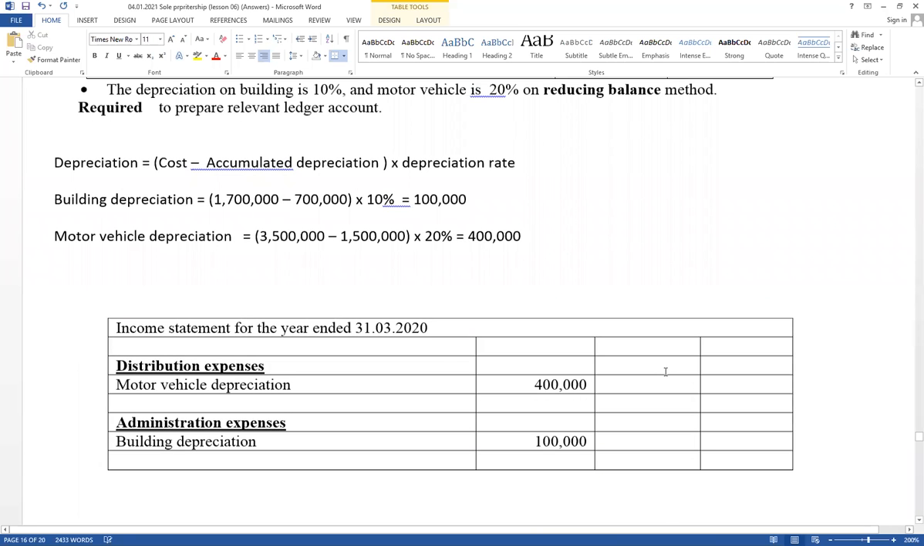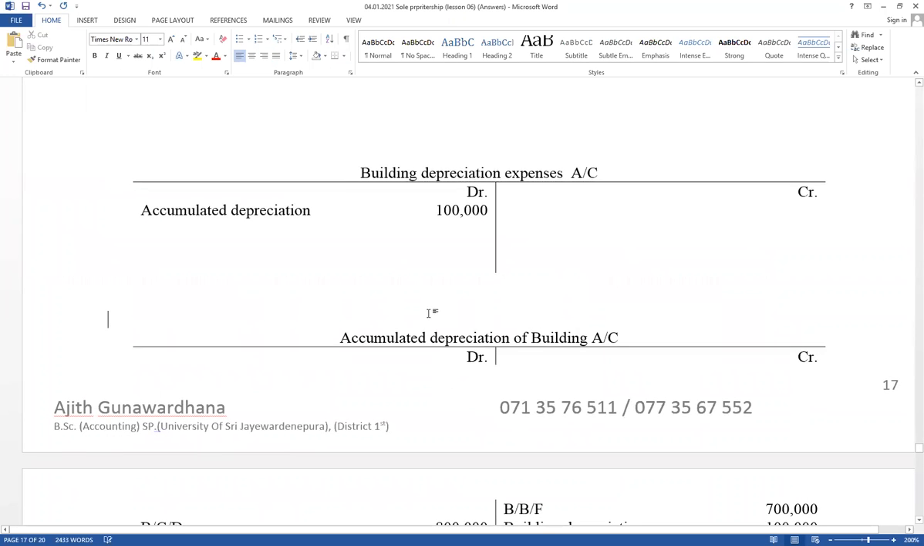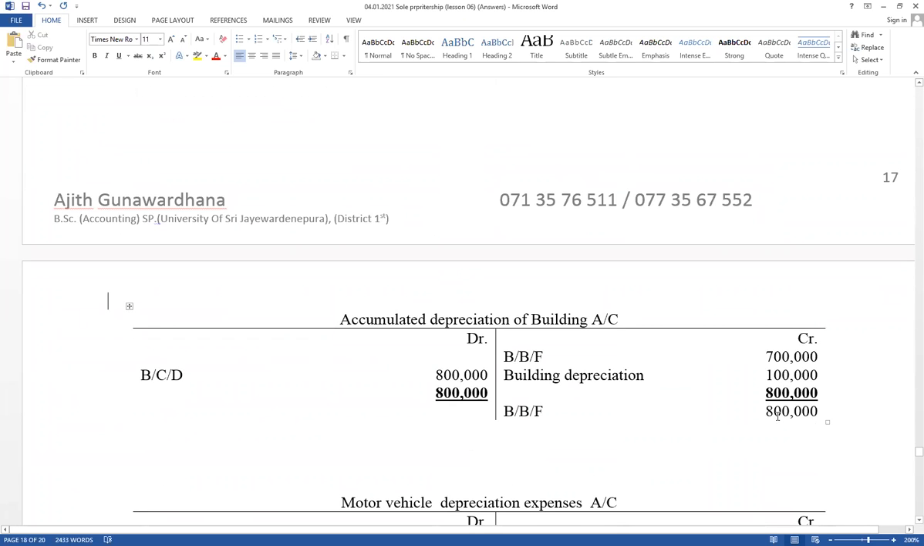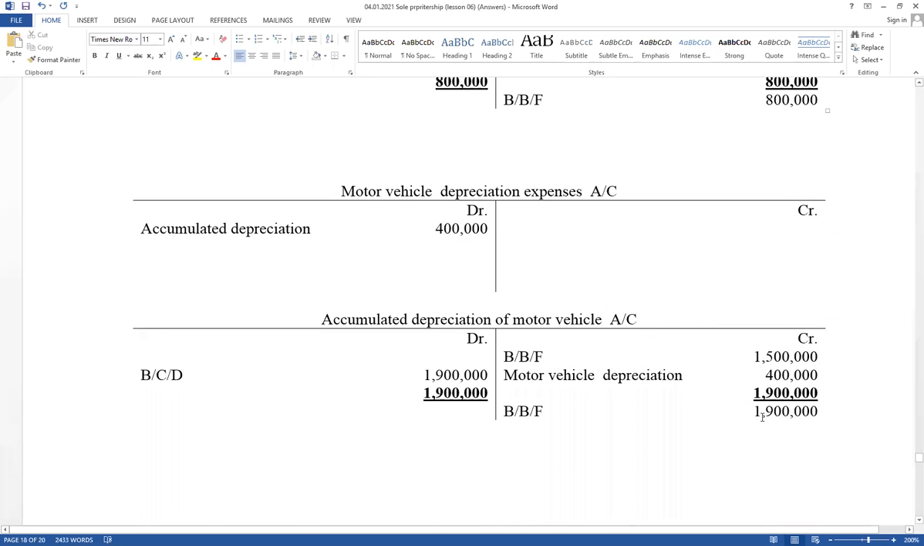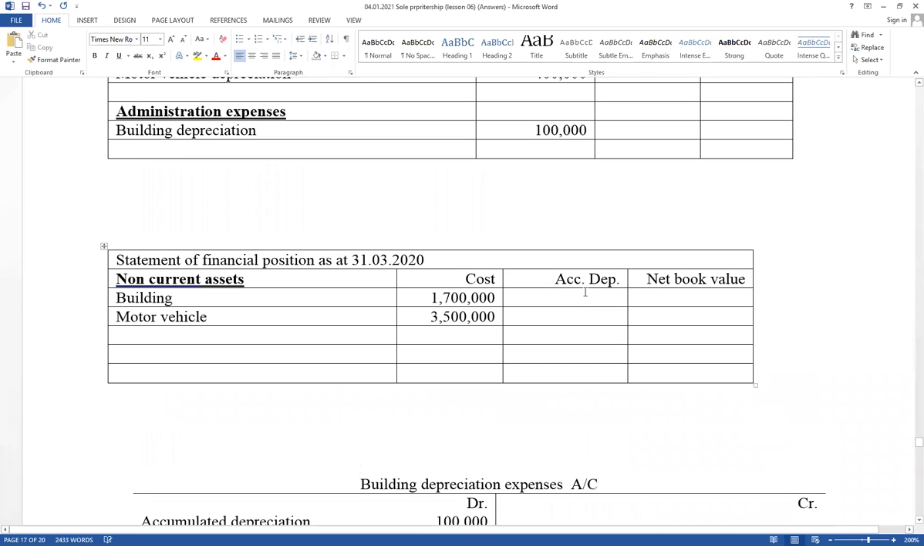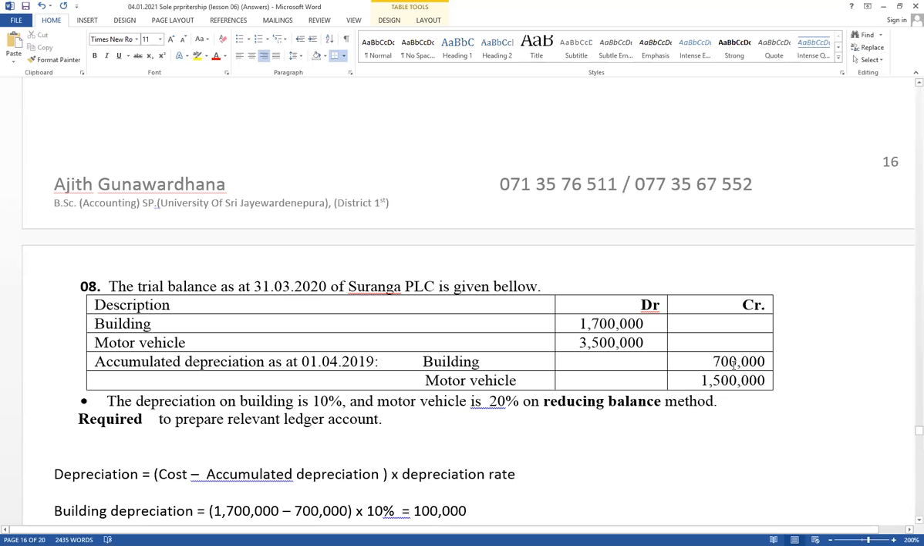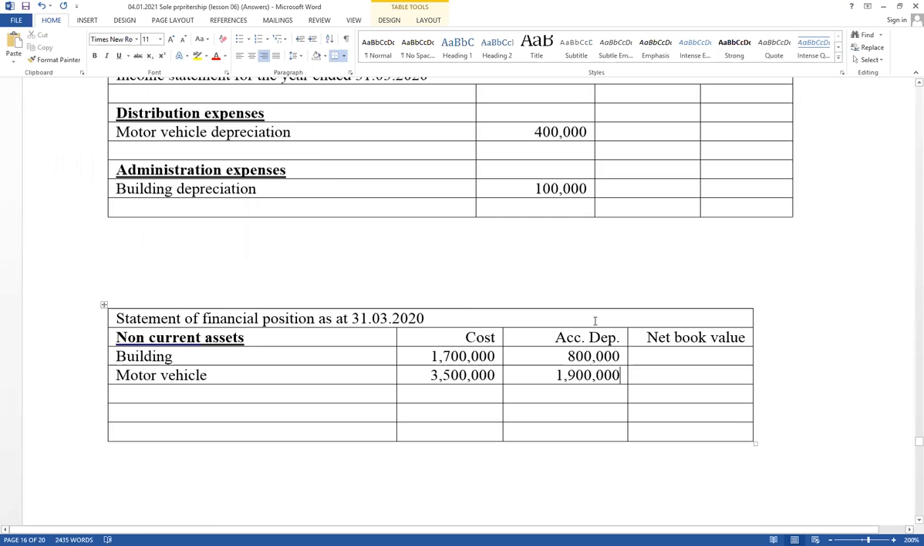Therefore, the closing balance is available in the accumulated depreciation accounts. Building accumulated depreciation account balance equal 800,000. And motor vehicle accumulated depreciation balance equal 1.9 million. Those are the values that should be included as accumulated depreciation closing balance. Then in the financial position, accumulated depreciation building 800,000 and 1.9 million. Closing balance should be recorded. The trial balance has accumulated depreciation opening balance. Opening balance cannot be recorded. Closing balance should be recorded.